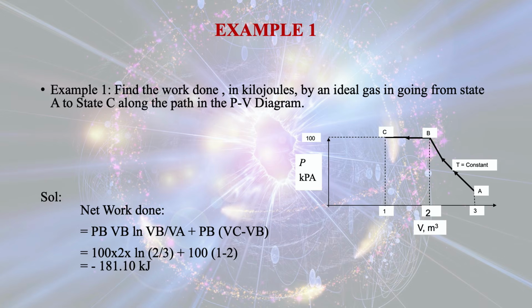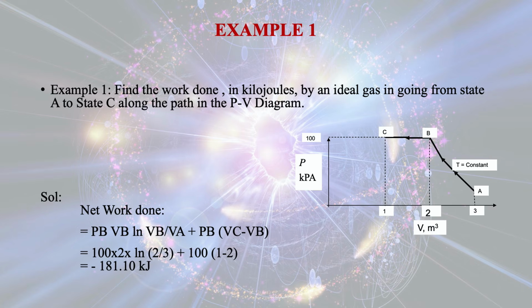The pressure at point B is given as 100 kilopascal, and the volume at point B is given as 2 meter cube. So these values are known. And in ln(V_B/V_A), V_B is the volume at point B, that is 2 meter cube, and V_A is the initial volume, that is given as 3. So all these data are given, so we can very well use this expression for calculating the work done for the isothermal process. But when the process occurs from B to C, it is a constant pressure process. So we know the pressure, we know the volume at point C and the volume at point B. So we can calculate, and the final result will be equal to minus 181.10 kilojoule.